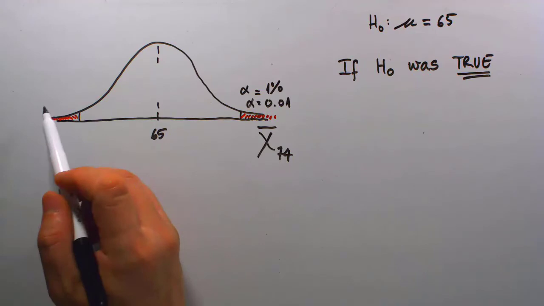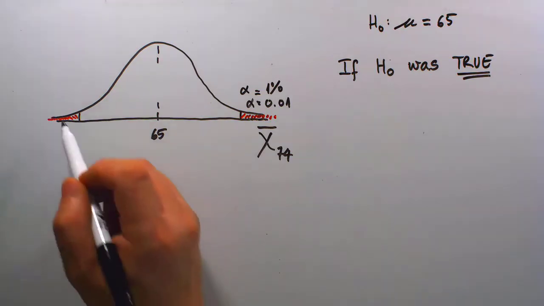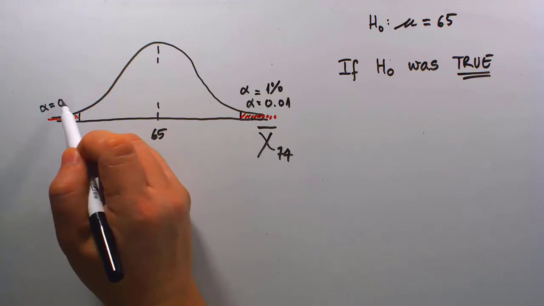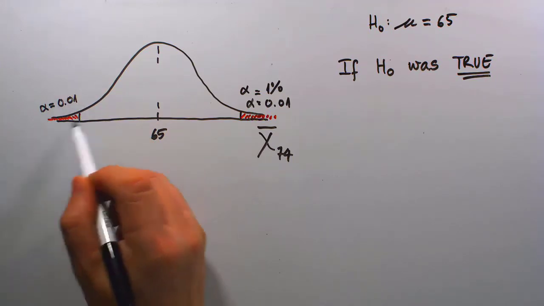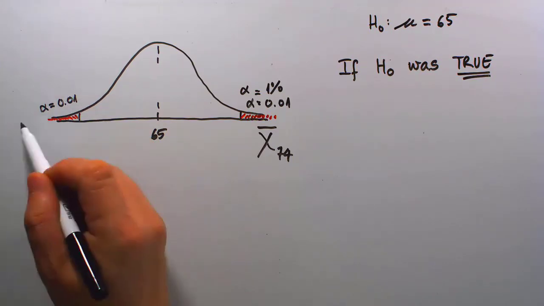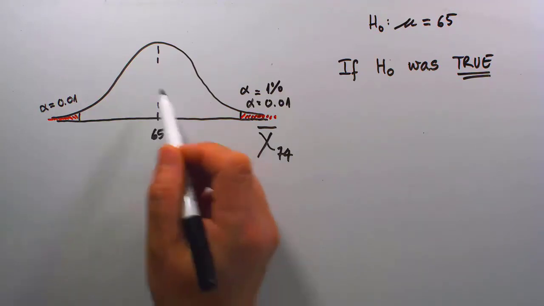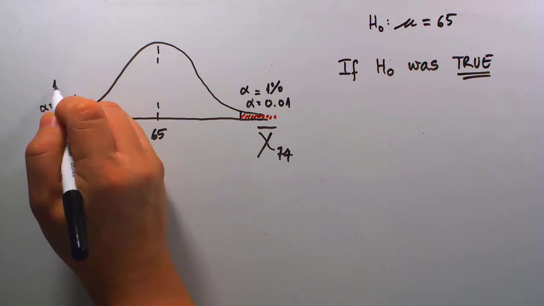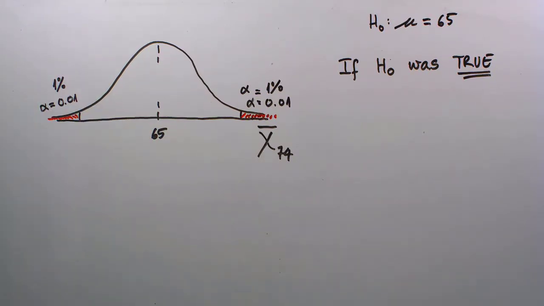Then the same way would be for the left tail here. According to our given significance level, it would be another 0.01 amount of red area shaded, but to the left of the common area, outside of the common area on the left tail. And that is again equal to, in percentage, a 1% amount of area.